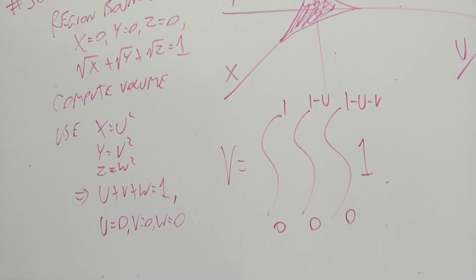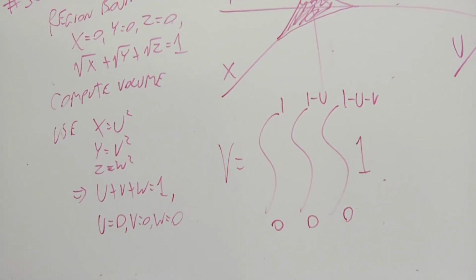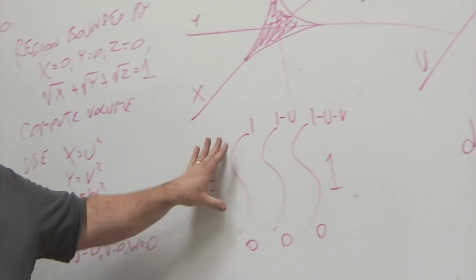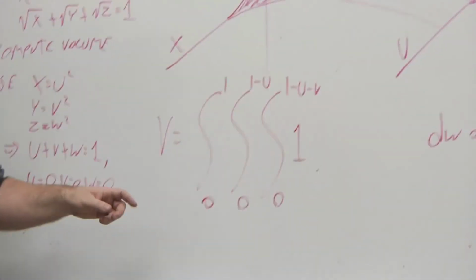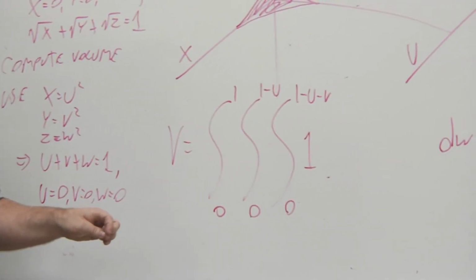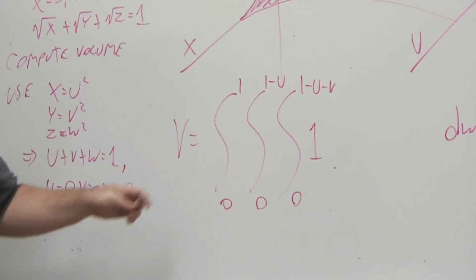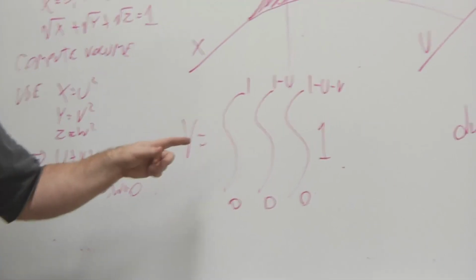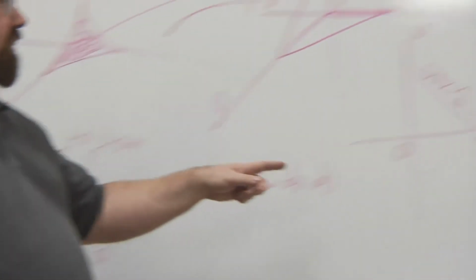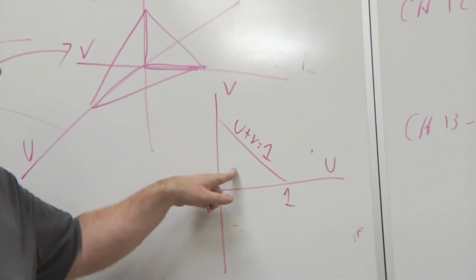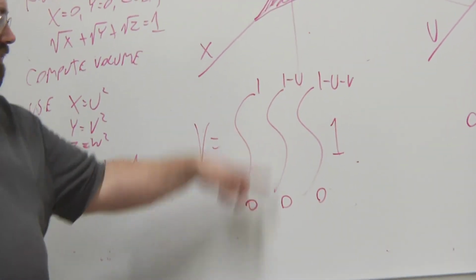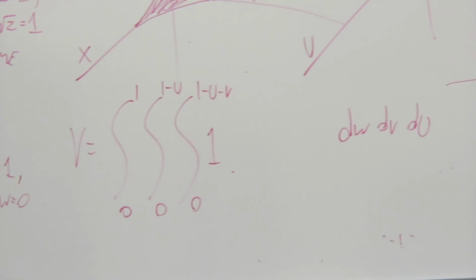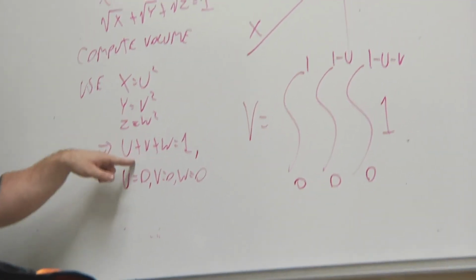And when you have a tetrahedron, it's always going to work out this way. You're going to have constant limits for the outermost. So then what you can do is, because this is what the tetrahedron looks like when w is equal to 0, that's how you get the limits for v. So you set w equal to 0 in here, and you get u plus v is equal to 1.